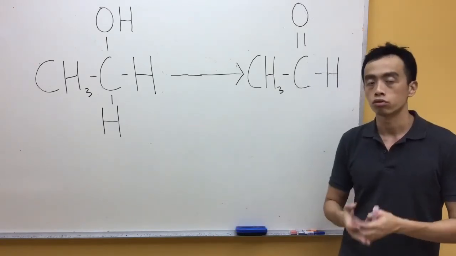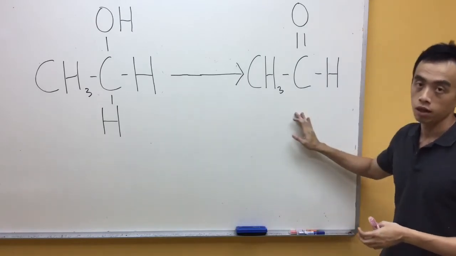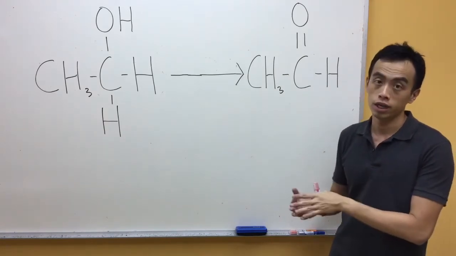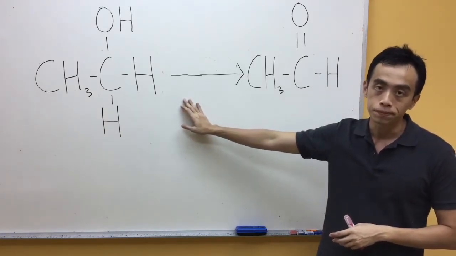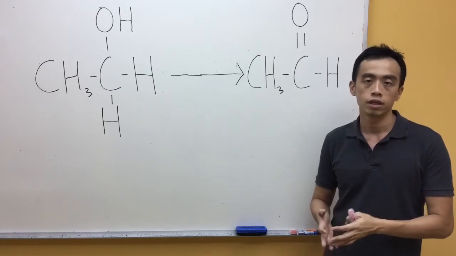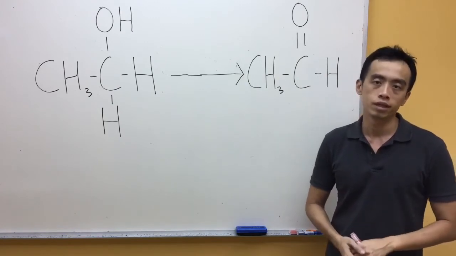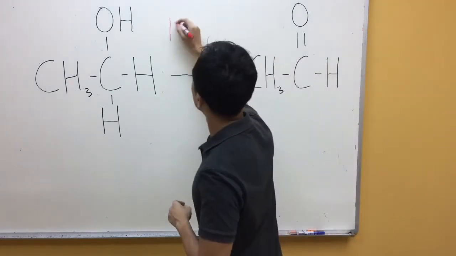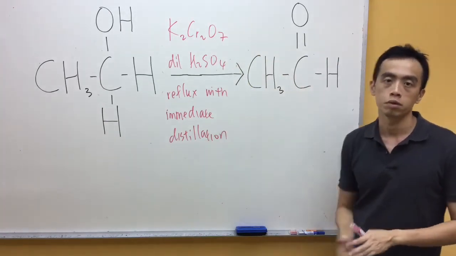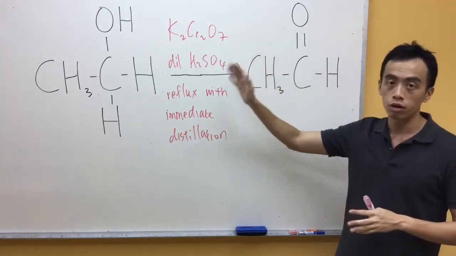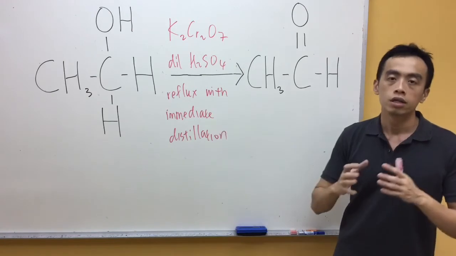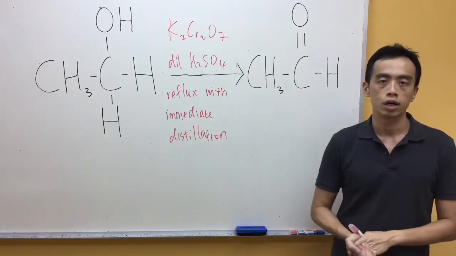Now the third reaction involves the controlled oxidation of our primary alcohol to our aldehyde functional group. Take note, only primary alcohols can be oxidized to give me our aldehyde. So what's the reagents and conditions for this conversion? Because it's a controlled oxidation, we can only use K2Cr2O7, dilute H2SO4, reflux with immediate distillation. Take note, if you use KMnO4, you oxidize my primary alcohol all the way to an acid functional group. If you don't do distillation, same thing, your primary alcohol will be oxidized all the way to a carboxylic acid.